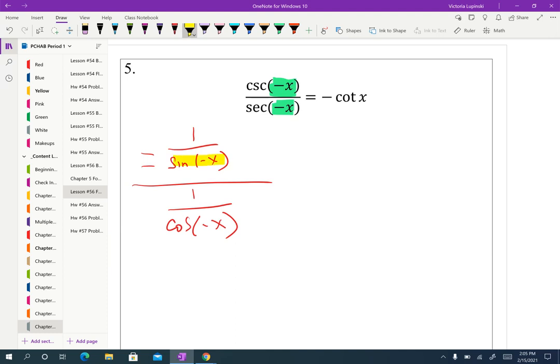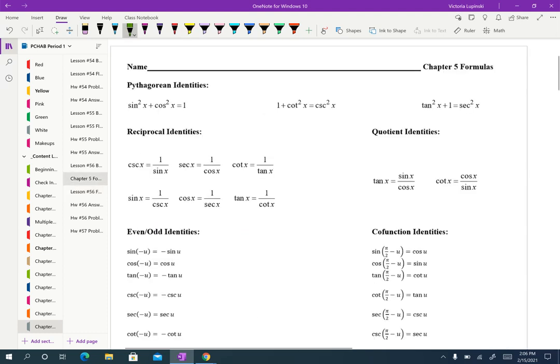Then I'm going to go ahead and look at my formula sheet and replace each of these even and odd functions with something else based on their identities. So if I go back to my formula sheet, the sine of negative x, that is equal to negative sine of x. And then the cosine of negative x is going to remain positive. Again, these are your even and odd identities.